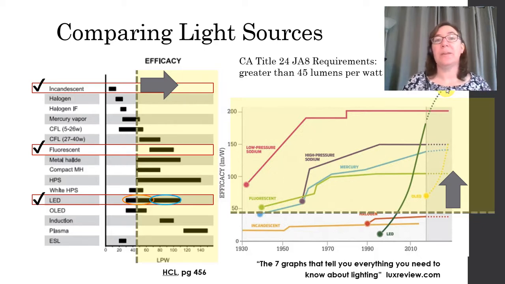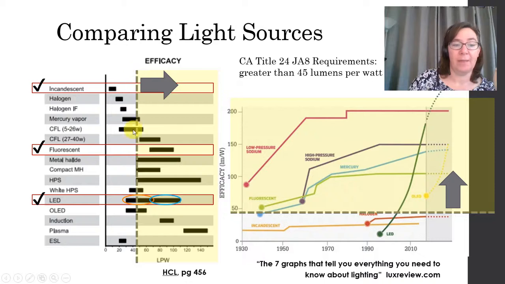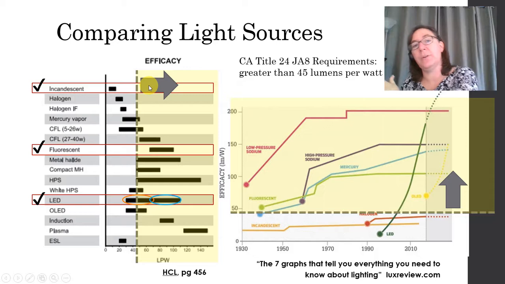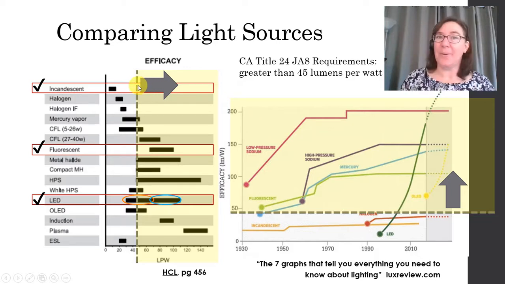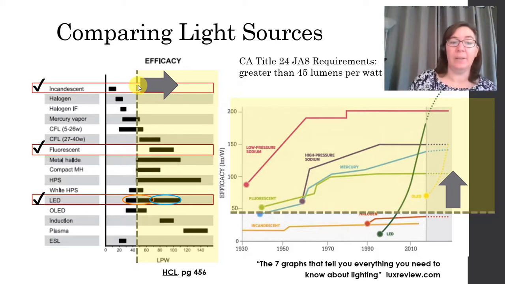Now, later in the course, we're going to be talking about some of our California Title 24 requirements. And one of them is called the JA8 requirement and requires that all permanently installed luminaires be greater than 45 lumens per watt efficacy. So where does that fall on these charts that we've just been looking at? Let's take a look at the left. I've drawn in a line here at 45. All right, so everything that's over to the right is allowed, is legal here in California. Everything over to the left is not.